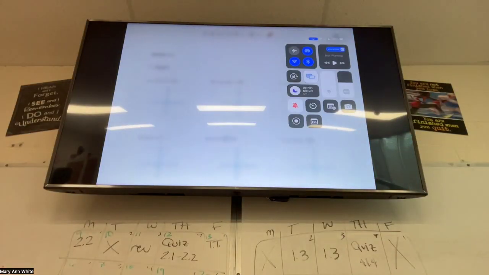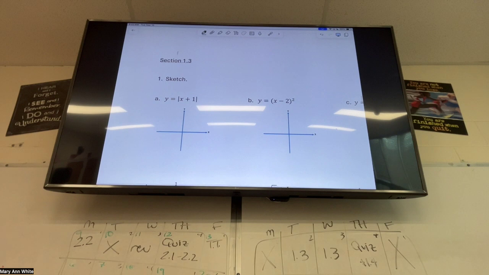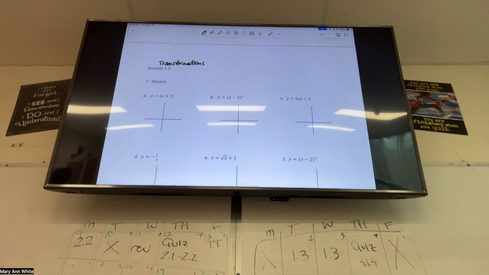So we are looking at 1.3 today. And do you notice that all of these graphs are BFFs? There's just some transformations going on. So we had to learn our BFFs. So now in 1.3, we can do transformations. And so to start our transformations, I'm going to give you a very basic equation, okay?